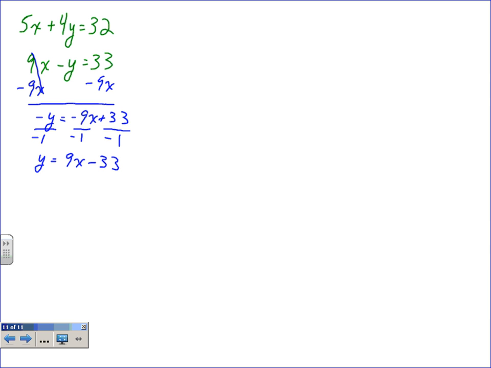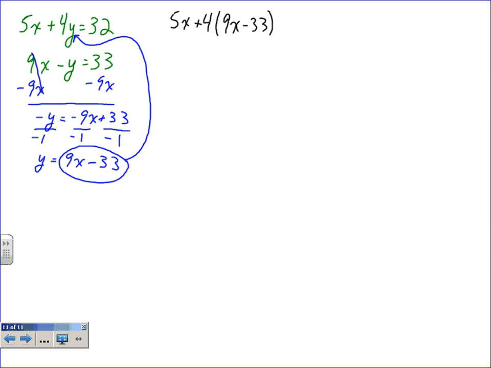Okay? So I want to take this information, that's what y is equal to, and I'm going to put it up into this first equation in place of y. So I have 5x plus 4y, but instead of y, I'm going to write 9x minus 33. 5x plus 4y, and what does that equal? 32.